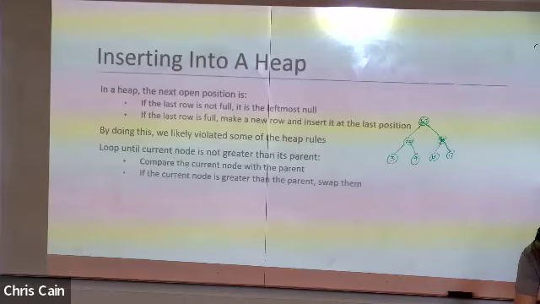So here's the actual procedure. We're going to insert it into the next open position. Compare the current node, the node you just inserted, with the parent. If the current node is greater than the parent, swap it. Look at the current node, is it greater than the parent? If so, swap it. Continue that process until that is false, or there is no parent because you're at the root.